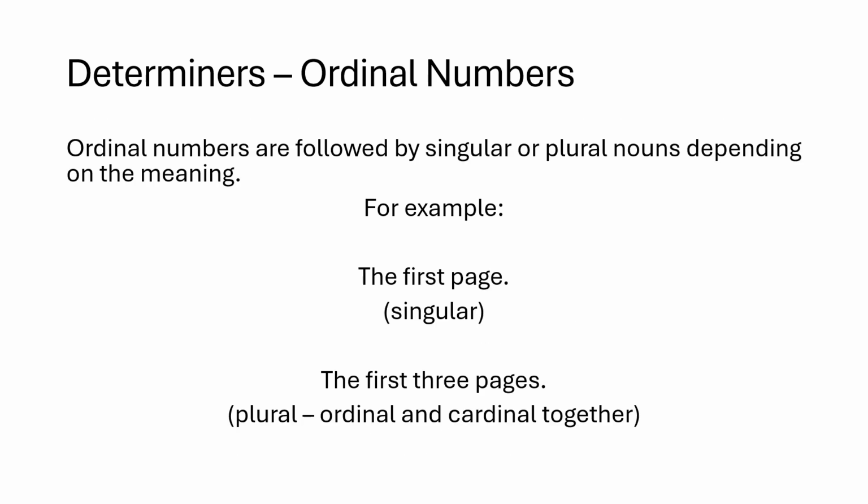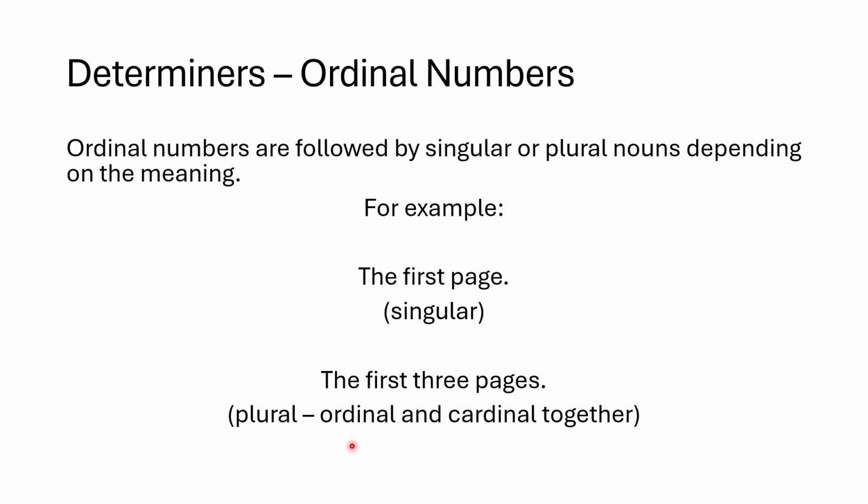Ordinal numbers are followed by singular or plural nouns, depending on the meaning. For example, the first page. This is singular. First is the ordinal number on its own. The first 3 pages. This is plural. We have the ordinal number first, followed by the cardinal number 3, and they go together.